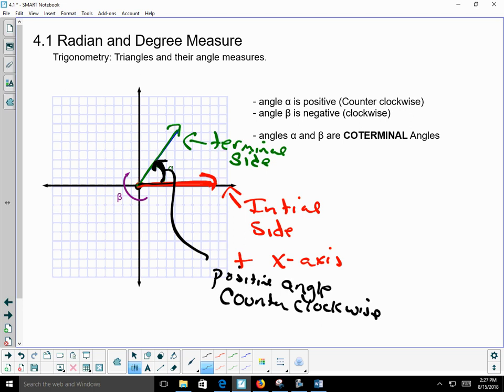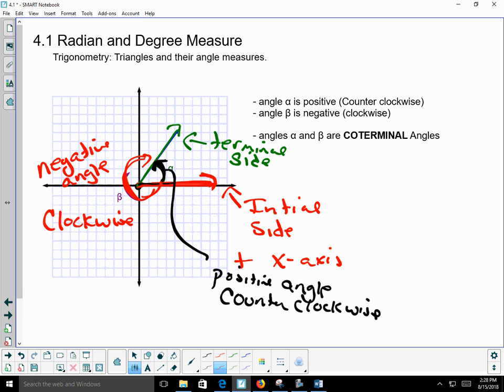You can see that I have this angle called beta. For beta, I start at my initial side, and this time I go in the opposite direction. So I'm going clockwise. And when I go down to draw this angle, that becomes a negative angle. So if I go up, it's positive. If I go down, it's negative. If I'm going counterclockwise, it's positive. If I'm going clockwise, it's negative.